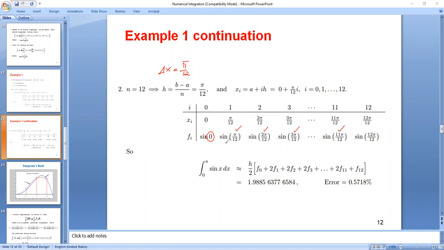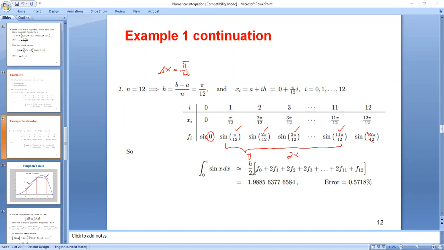You will multiply these functions each by 2. So there should be multiplication by 2 for this. But this one, the sine of 12 pi over 12, which is sine of pi, will just stand alone. There won't be any multiplier. The same thing with the first term. Your h here is the same as the first example, which is simply pi, because it's pi minus 0 divided by 2.